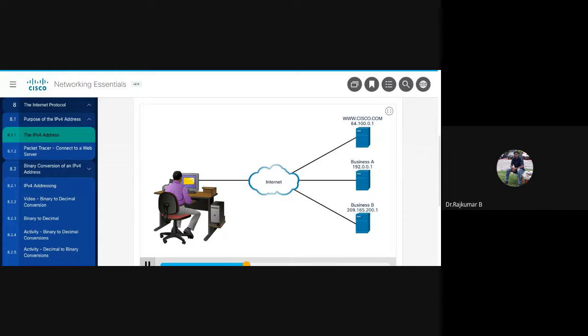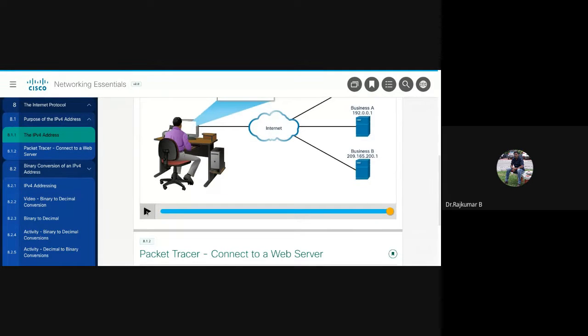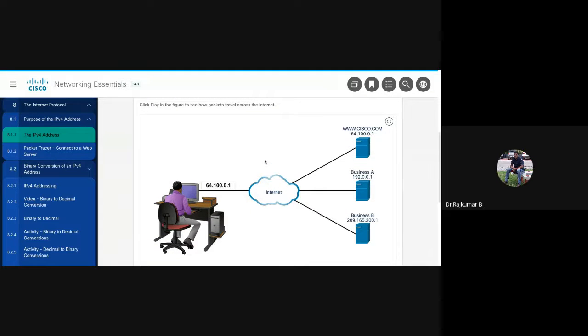You see the IP address 64.100.0.1 goes through the internet and reaches the server, that is the cisco.com server. For your purpose, I'll play it again. There is one message generated by this user, and the destination is 64.100.0.1. That message goes through the internet and reaches the destination, cisco.com, and from there the acknowledgement comes back to your sender.